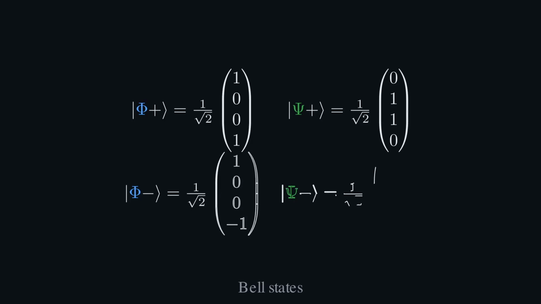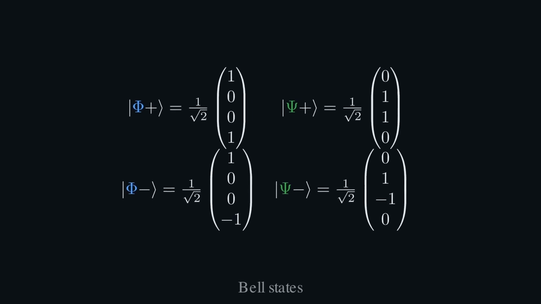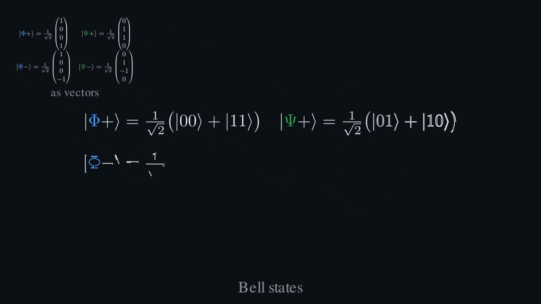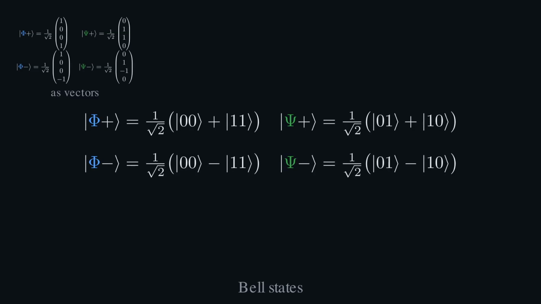So you can write them as vectors like this, and they are essentially states defined over 2-qubit systems that capital Phi plus or minus and capital Psi plus or minus. They can also be written in a computational space as kets over qubit states, and they assume values like 0, 0, plus or minus 1, 1, and 0, 1, plus or minus 1, 0.